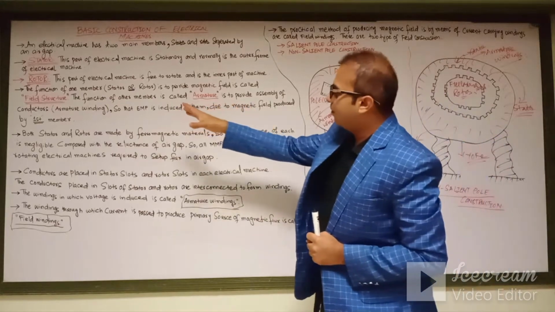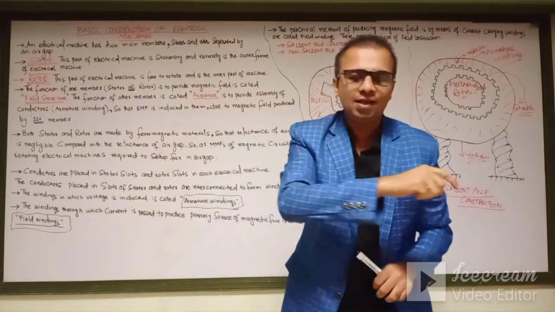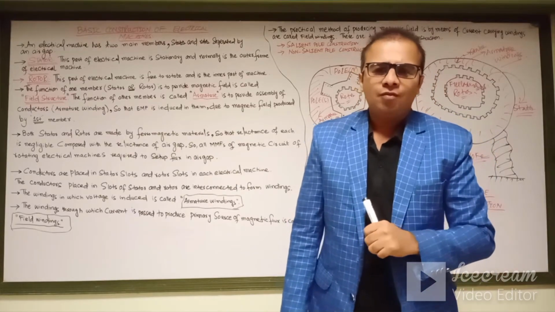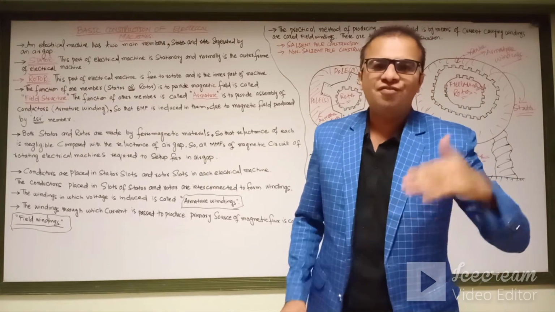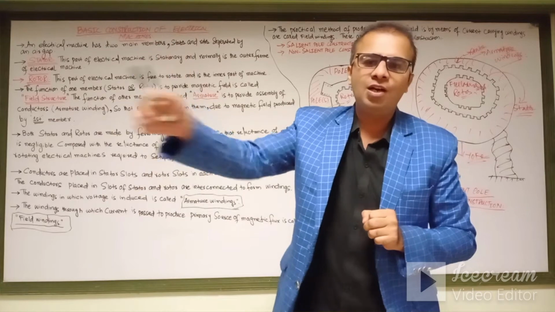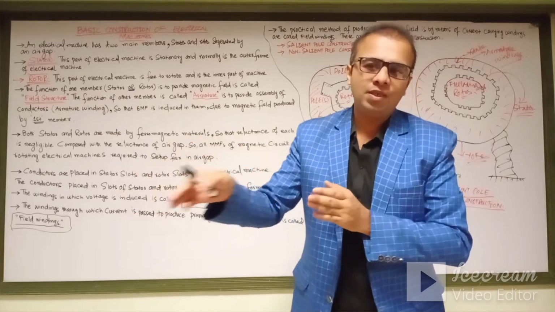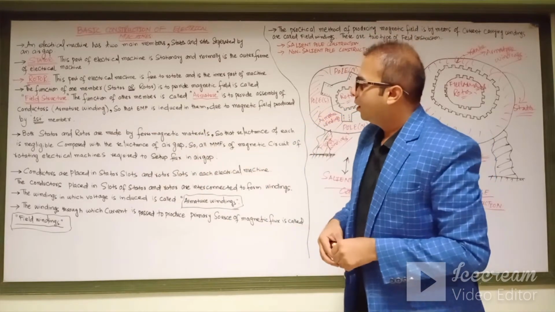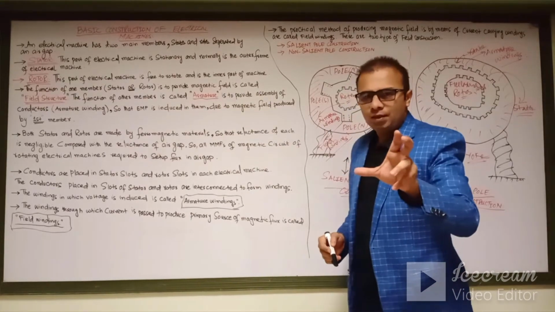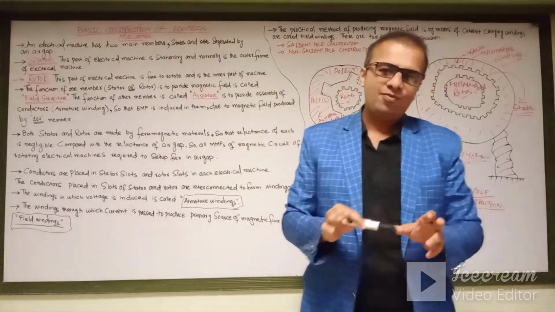The function of the one member, stator or rotor, is to provide the magnetic field, and it is called the field structure. It depends upon the type of the electrical machine, whether you are placing the field winding on the stator part or on the rotor part. It depends upon which type of electrical machine you are using, either salient pole or non-salient pole. The function of the one member, whether placed on the stator or the rotor, is to provide the magnetic field, which is called the field structure.